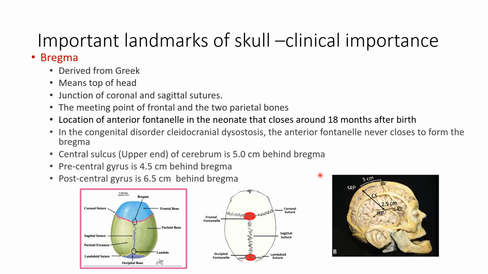So the importance of the Bregma is the presence of the frontal fontanelle or the anterior fontanelle, the central sulcus apparent, the precentral gyrus and postcentral gyrus.